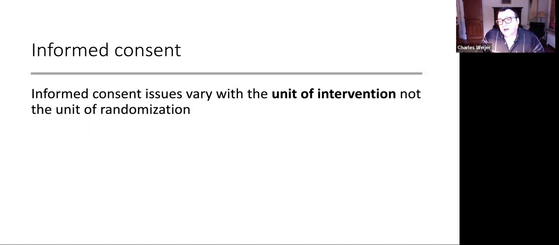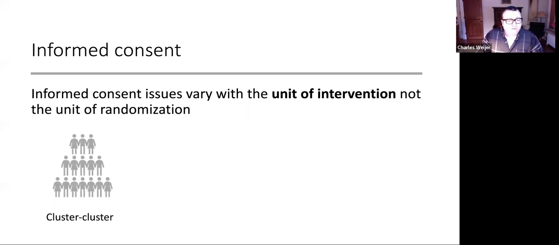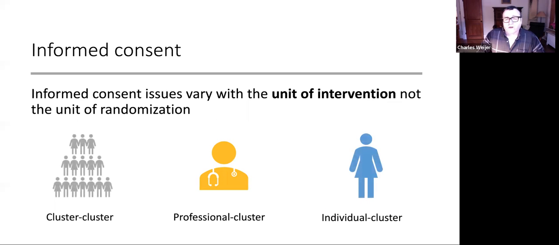When this approach is applied, it's interesting that informed consent issues actually tend to sort out by the study's unit of intervention. So broadly speaking, we see one set of issues for cluster-cluster trials, another for professional cluster trials, and yet another for individual cluster trials. So let's go through an example of each of these and see if we can not only talk about the particular features of each example, but also draw some general lessons for each of these broad types of cluster randomized trials.